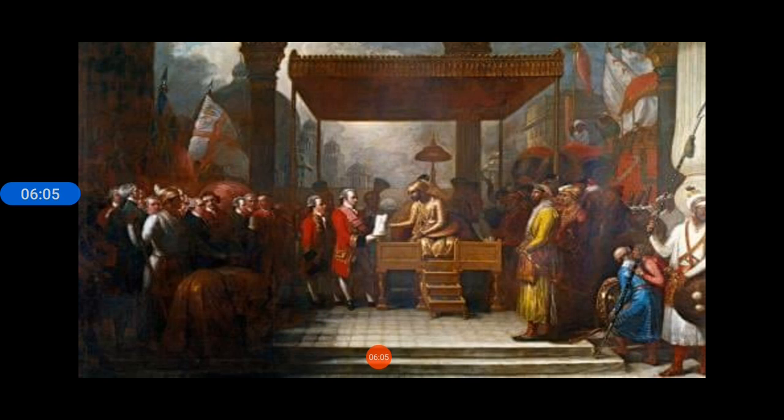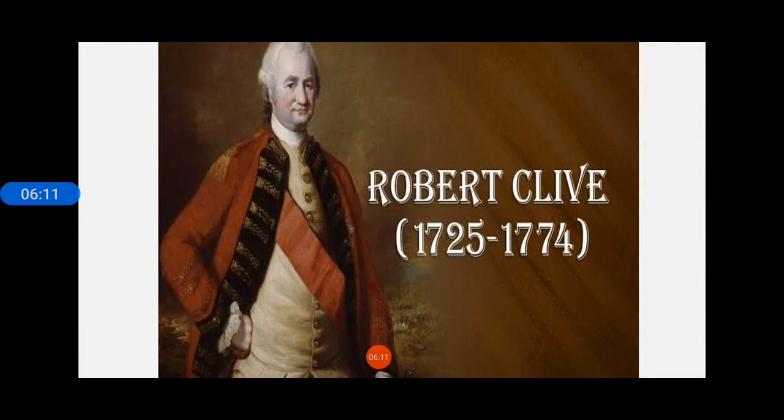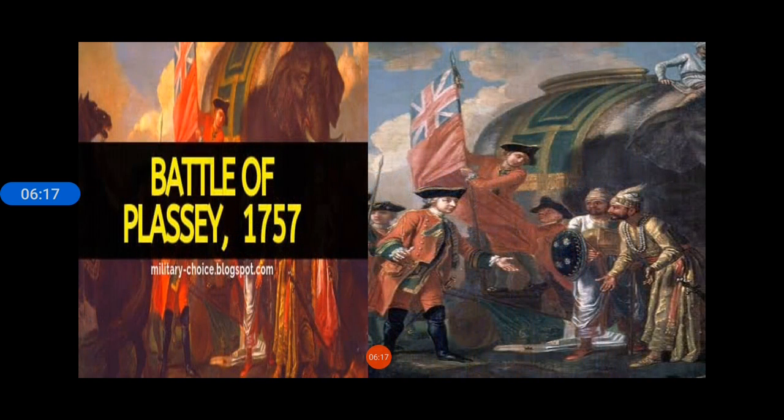Here you can see, this is a scene, a painting. Here we can see Shah Alam II appointing East India Company's Robert Clive as the Diwan of Bengal. He is Robert Clive, who sent the army from Madras. So the Britishers won the Battle of Plassey, and the Battle of Plassey was a turning point of the British colonial period.